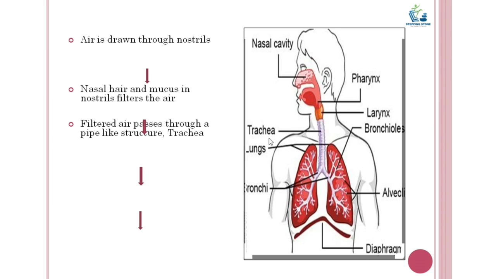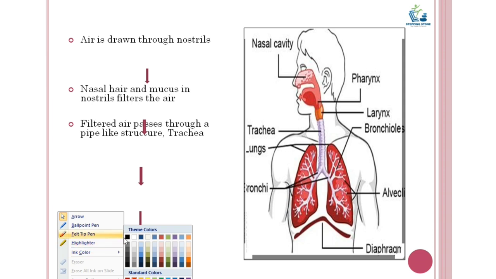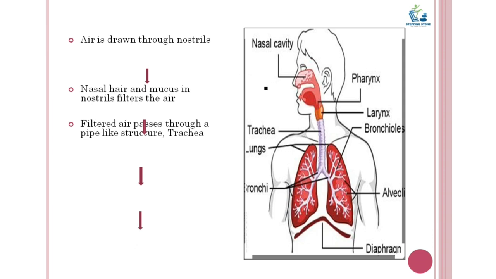So you can see here the trachea. Air passes through the nostrils and then it reaches the trachea. You can see that the trachea has ring-like structures in it. The trachea does not collapse even when there is no air in it because it is supported by these rings. The upper end of the trachea has a voice box called the larynx.